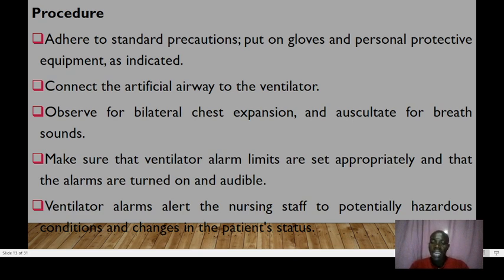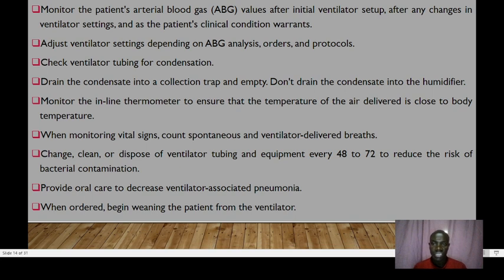So ventilator alarms normally alert the staff to any potentially hazardous condition and changes in the patient status. As a nurse, you keep monitoring the patient's ABG values after initial ventilator setup, after any changes in the ventilator settings, and as the patient's clinical condition warrants. You have to adjust the ventilator settings depending on the ABG analysis, orders, and protocols, and you check the ventilator tubing for condensation. You drain the condensate into a collection trap and empty it. Don't drain the condensate into a humidifier, guys.